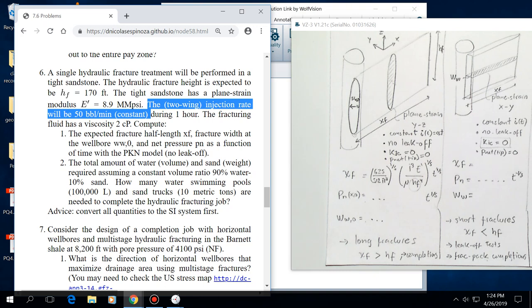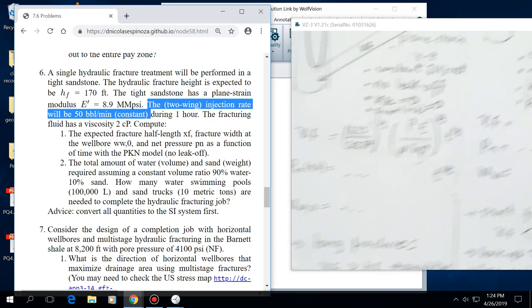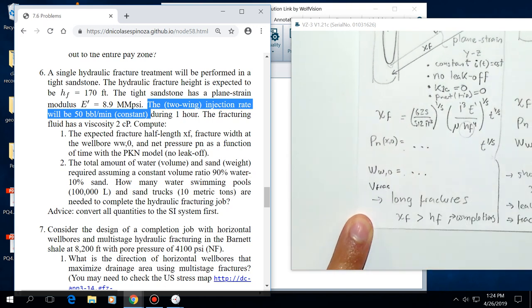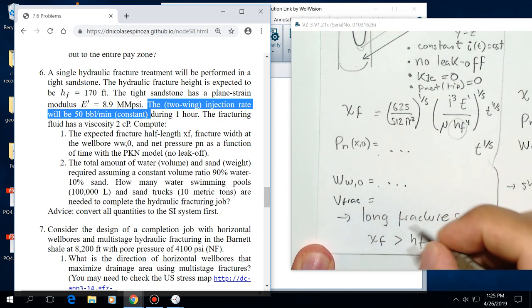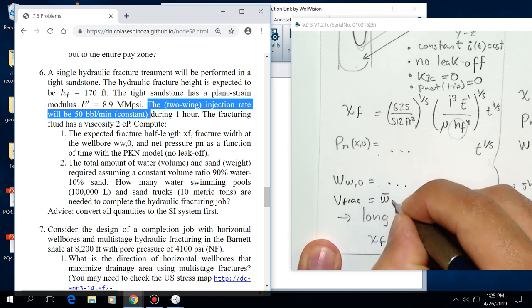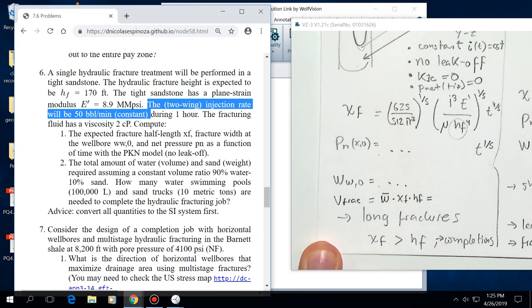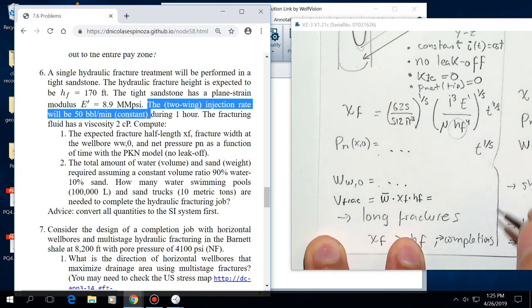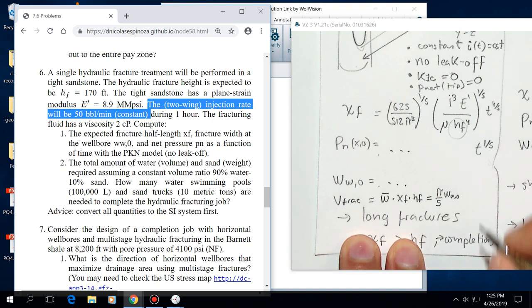But you can calculate that the fracture volume, I'm going to add it here at the bottom, the volume of the fracture of one wing is going to be equal, in general, to the average width times the fracture half length times the height. And for the PKN fracture, given that geometry, this value is going to be pi over 5, the maximum width at the wellbore and at the center, times half length times height.